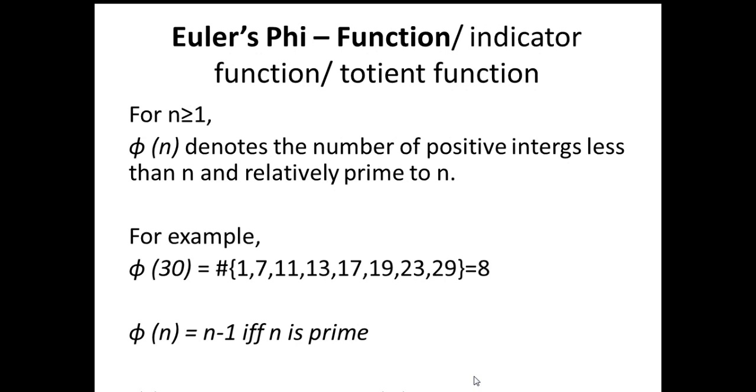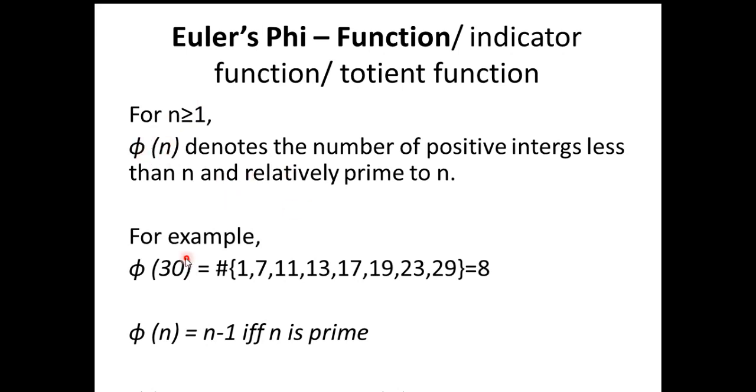So how do we define this function? Phi n is the number of positive integers less than n and relatively prime to n. So if n is greater than or equal to 1, then the phi function is denoted by this notation phi n and defined like this.